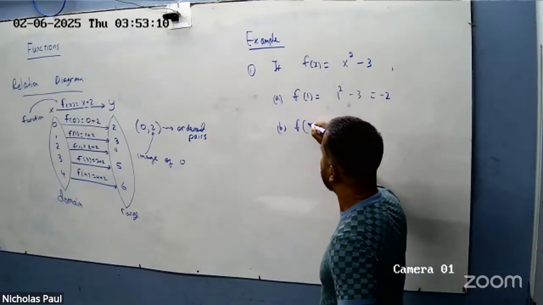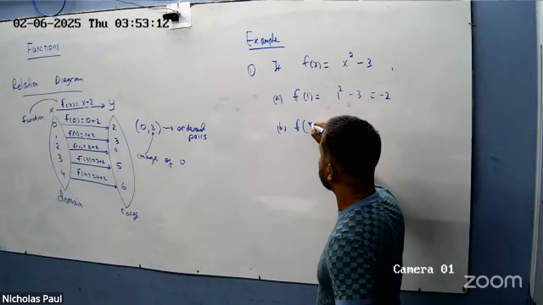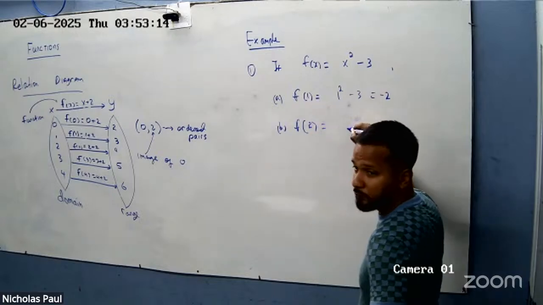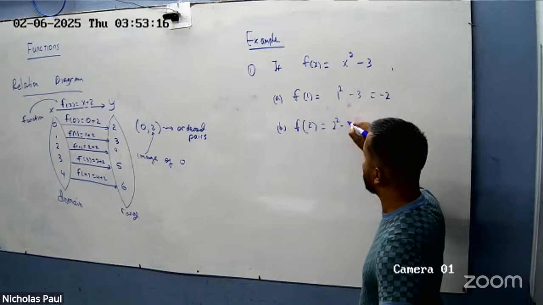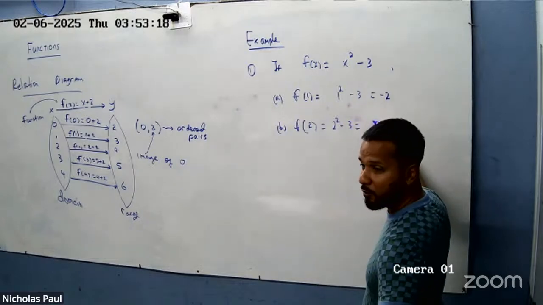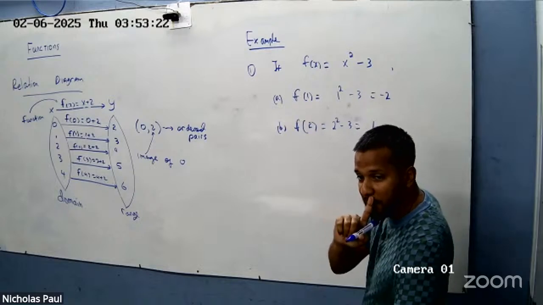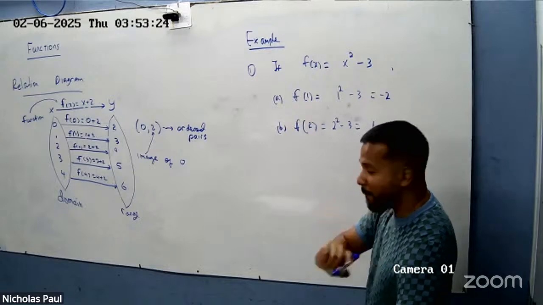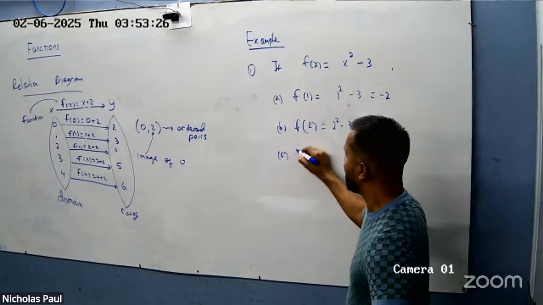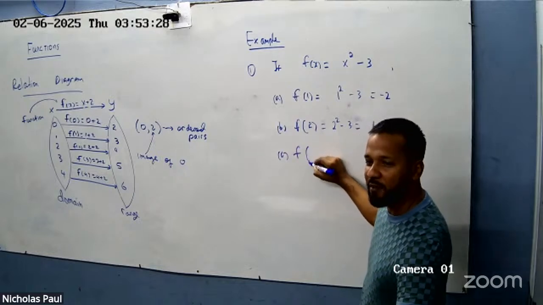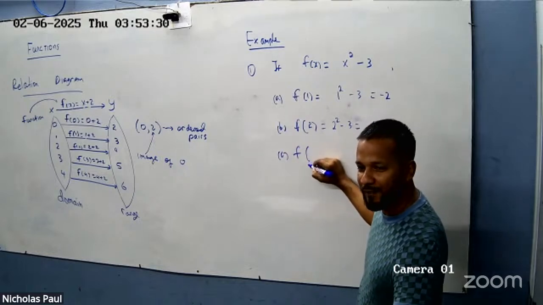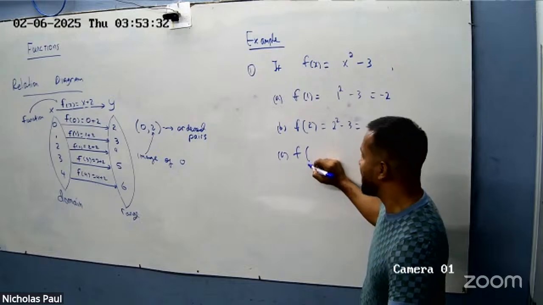Next one. What is f of 2? It will be 2 squared minus 3, which is 1. Easy, right? What do you think is the next one? Dimitri, you go first. What do you think?